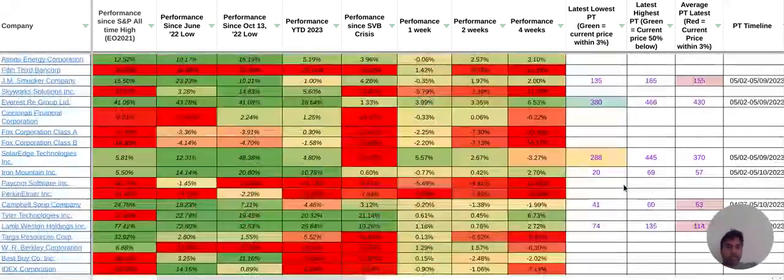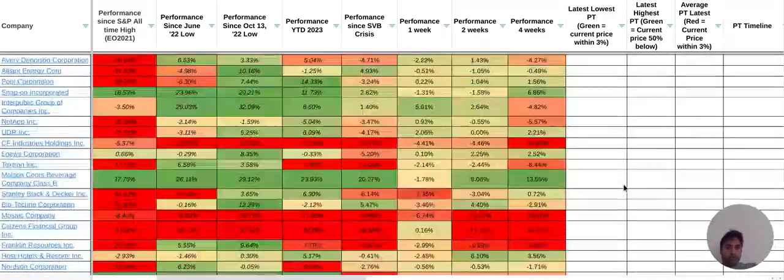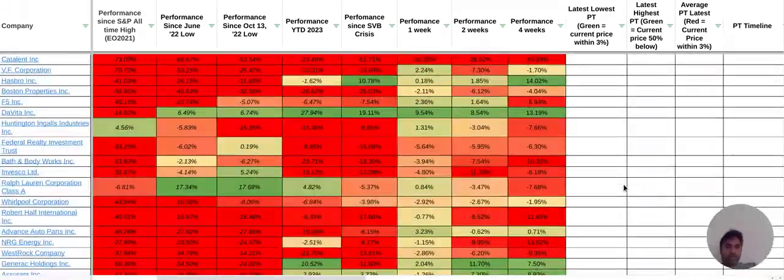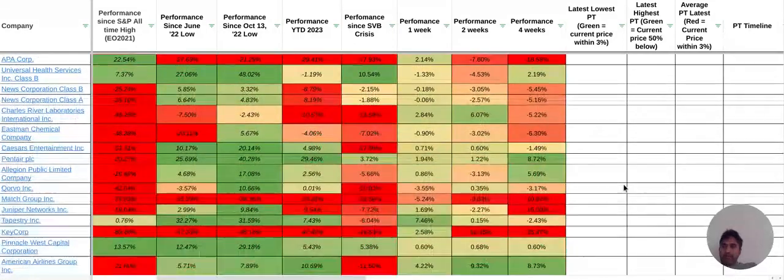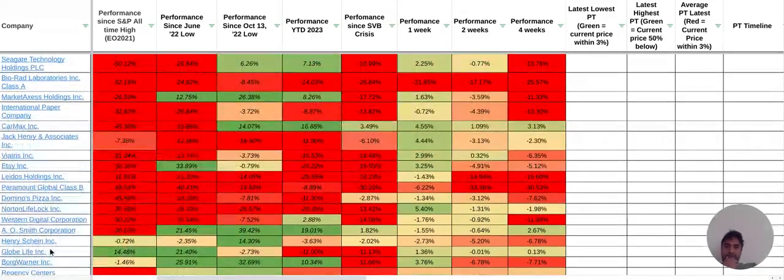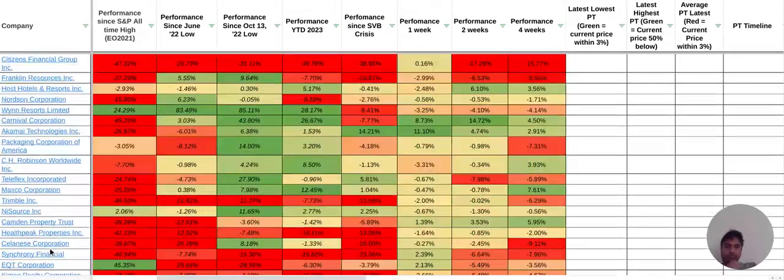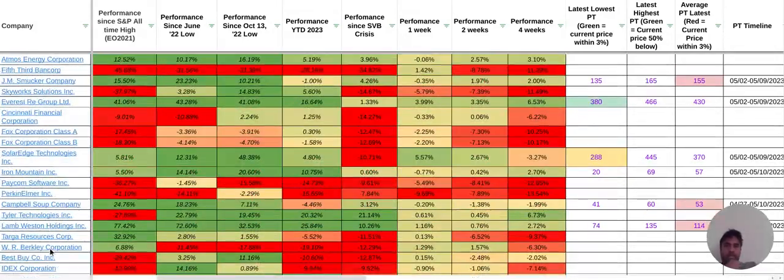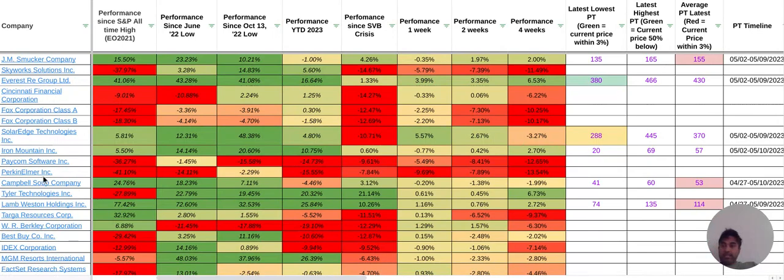Okay, so let me dive down a little bit more. Which ones do I have price targets for here? Okay, Pinnacle. No, I don't have anything on Pinnacle. All right, so this is basically this whole spreadsheet.